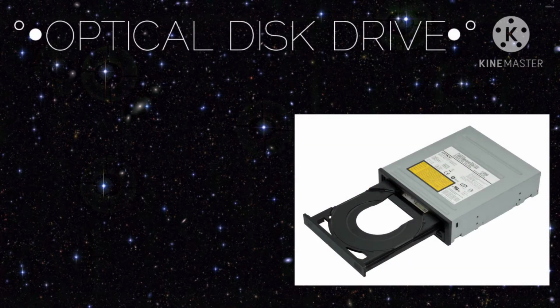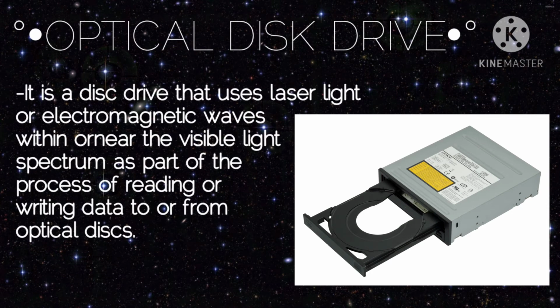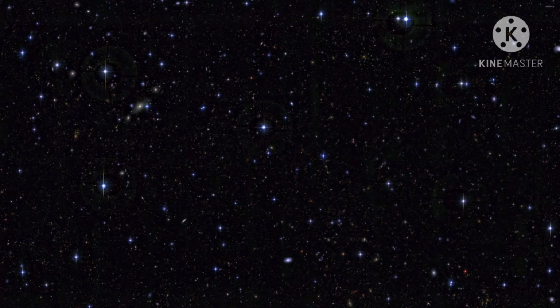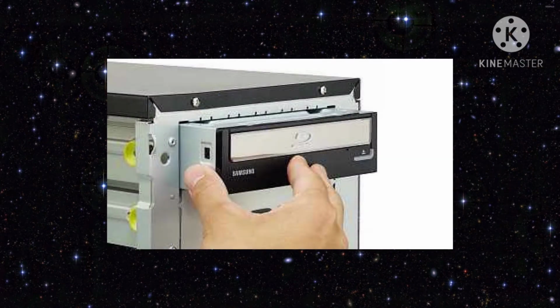Optical disk drive. It is a disk drive that uses laser light or electromagnetic waves within or near the visible light spectrum as a part of the process of reading or writing data to or from optical disks. It is mounted with the end with the connections facing inside the computer and the end with the drive bay facing outside. The back end of the optical drive contains a port for a cable that connects to the motherboard.